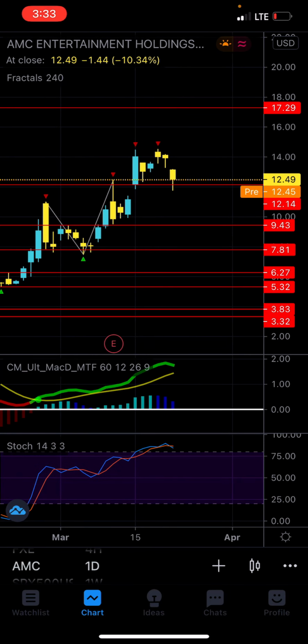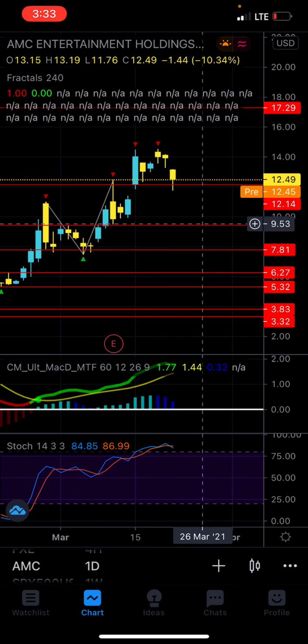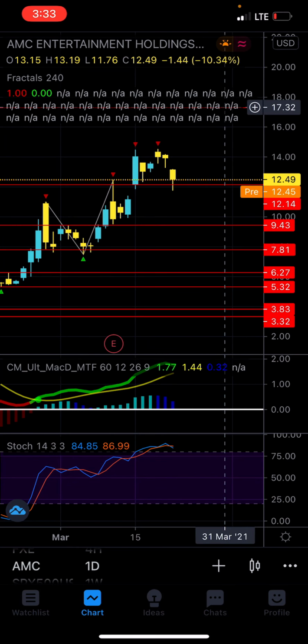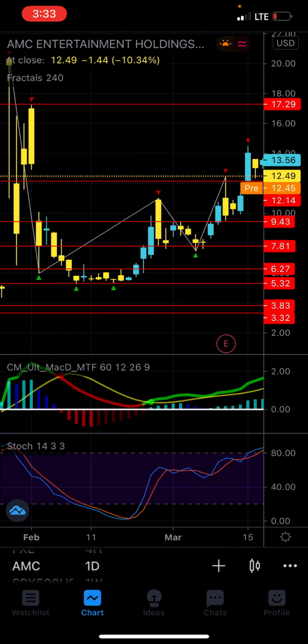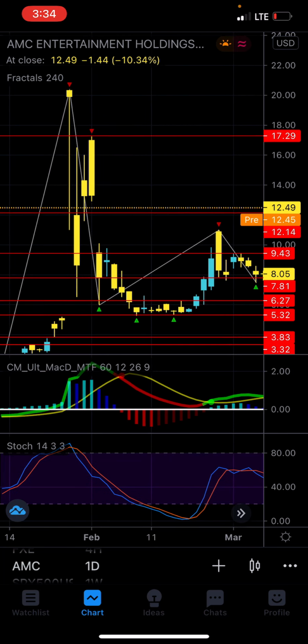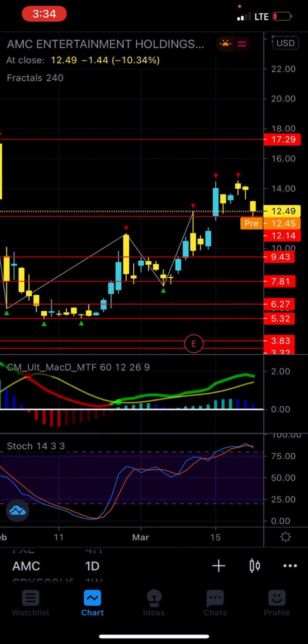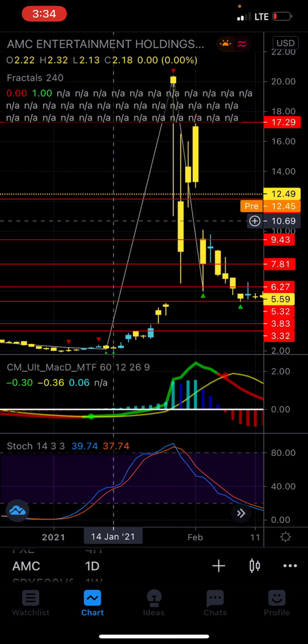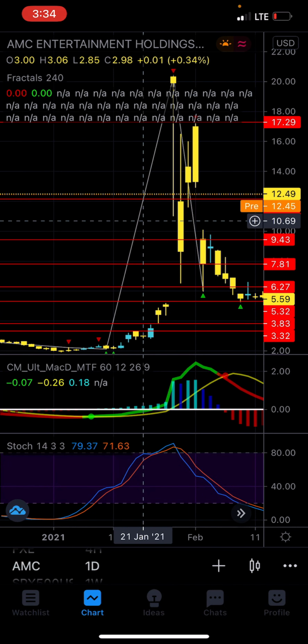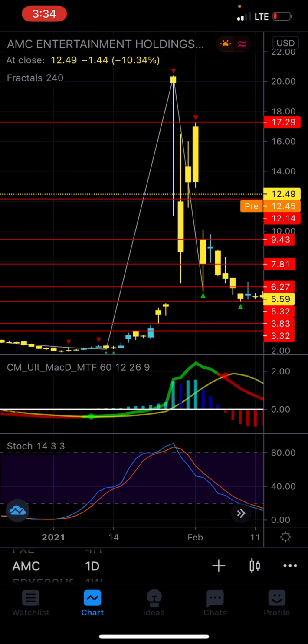Obviously AMC has started to make more gaps, starting from the 7 line, 9 line, 12, and then all the way to 17. The thing is though, we had this huge run up from back in January, and we hit the highs of almost $20, right?